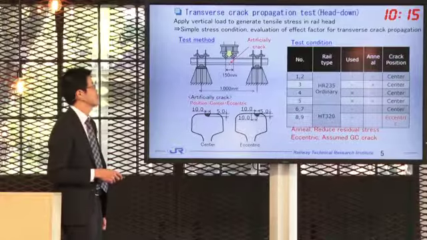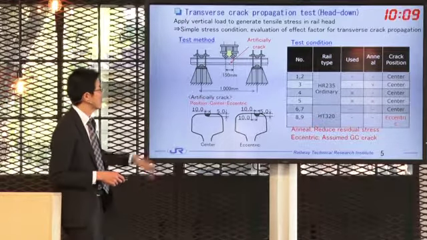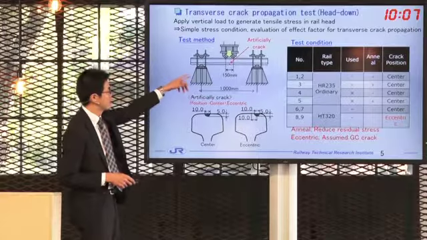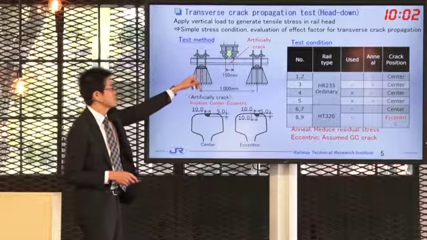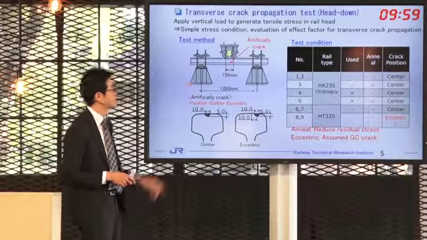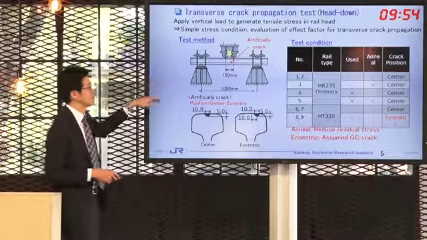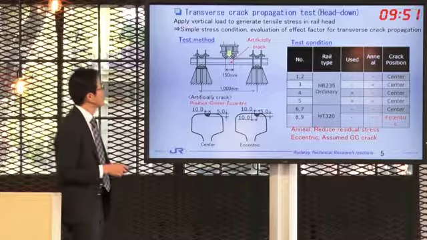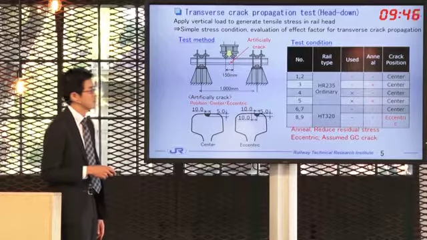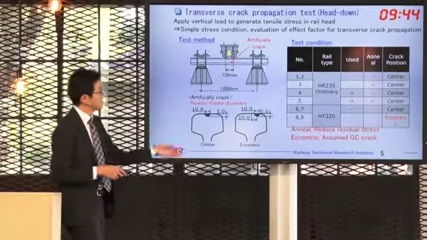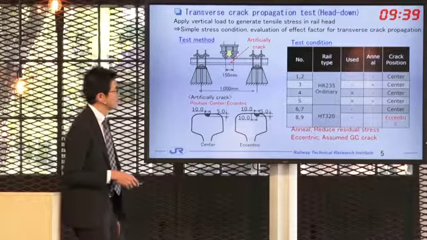Next is the transverse crack propagation test. We put the rail upside down on the rail rack, put an artificial crack in the railhead, and apply a vertical load to generate tensile stress in the railhead. This is a simple stress condition to evaluate the factors affecting transverse crack propagation. And the table on the right shows the test conditions.